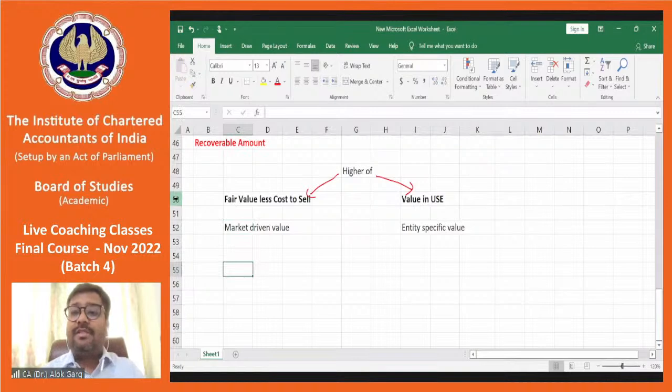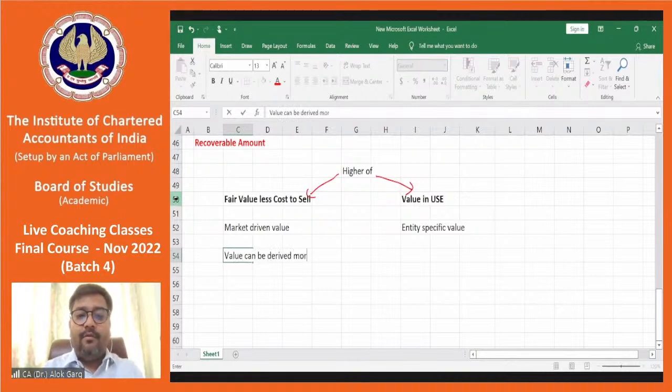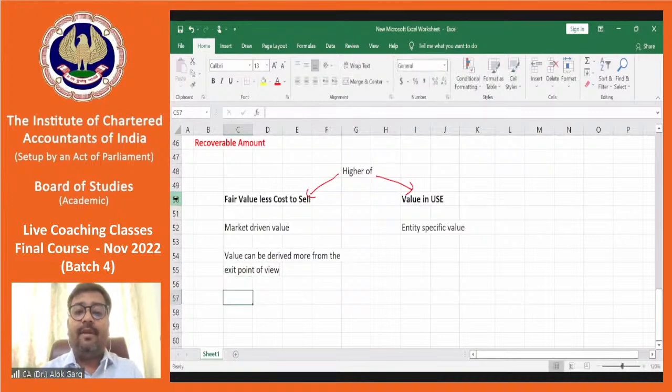So fair value is something where value can be derived more from the exit point of view. What is exit point of view? For example, from sale. Okay, if you want to sell the asset, at what value will this asset fetch by selling that asset in the market?